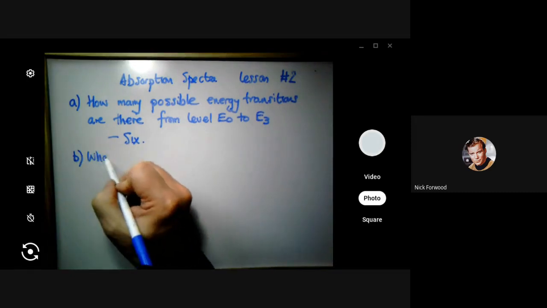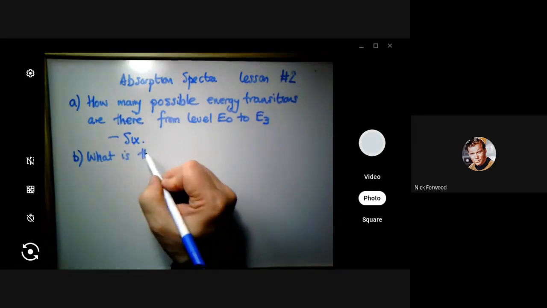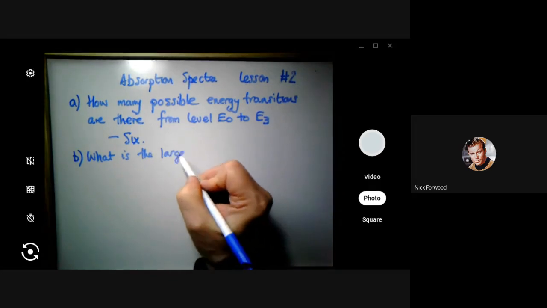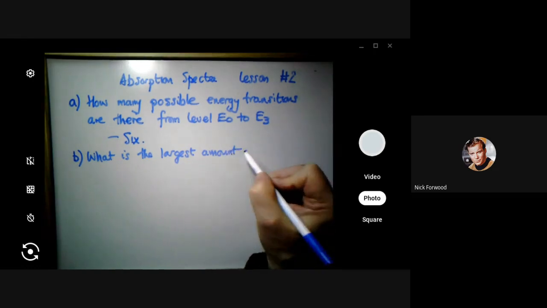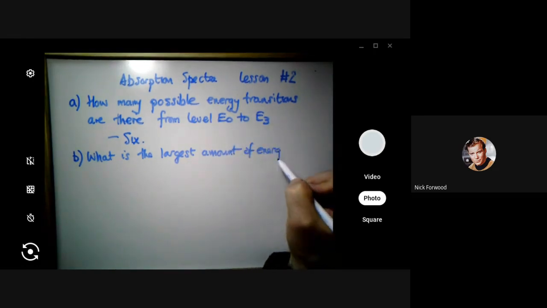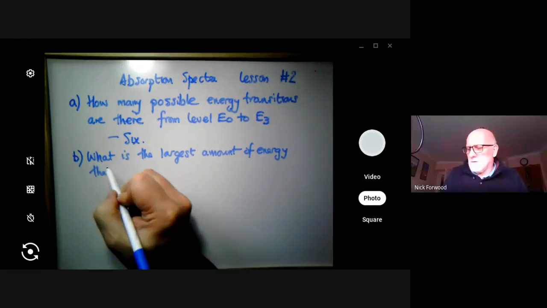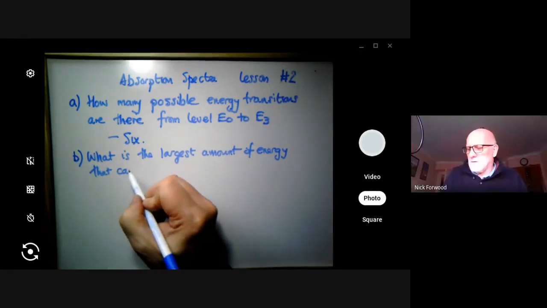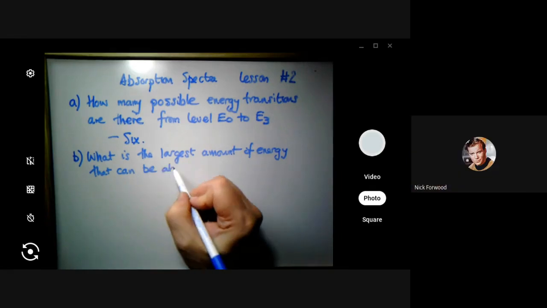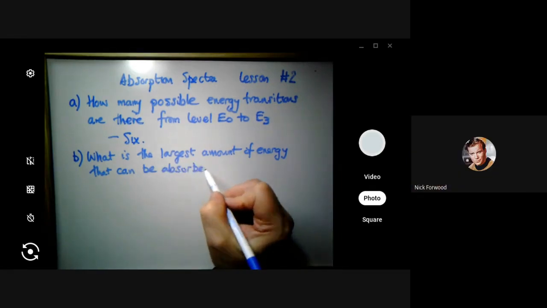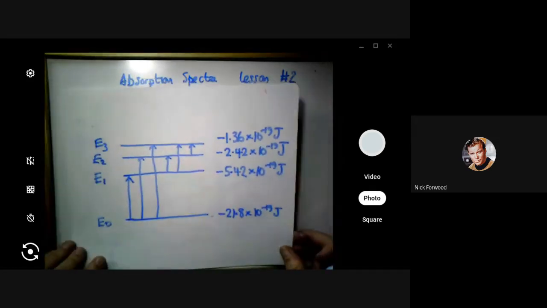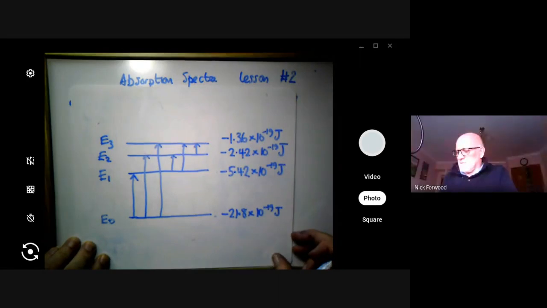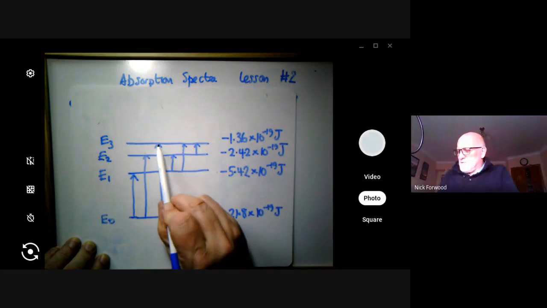Right. Now, let's have a look at question B. What is the largest amount of energy that can be absorbed? What we're going to do here is look for the biggest arrow, the biggest possible jump, and the biggest jump is from E0 to E3.